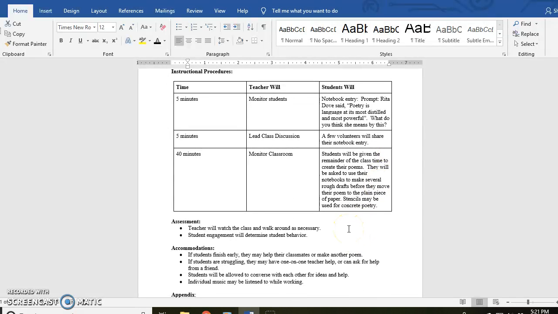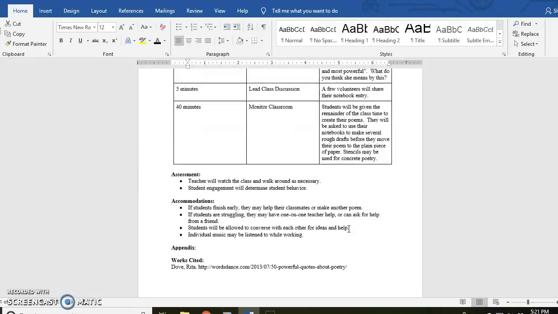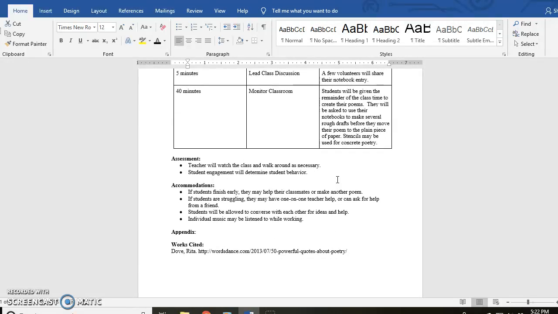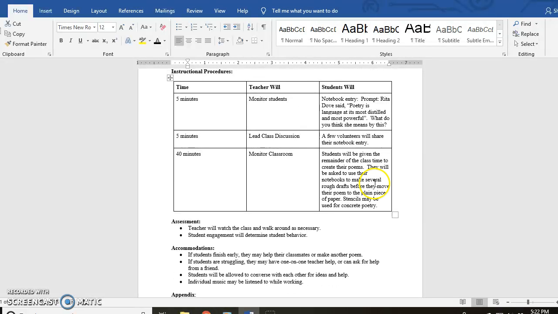So the teacher would be walking around to make sure that they understood and to help if they needed help. If the students finished early, they would either help or they could do another poem. If the students are struggling, they can have one-on-one help with the teacher, or they can ask for help from a friend. They'll be able to converse with each other, and individual music can be listened to with their iPods if they want to do that.